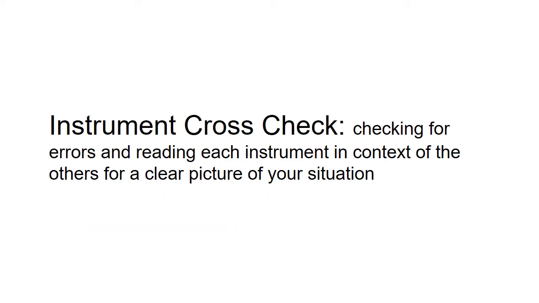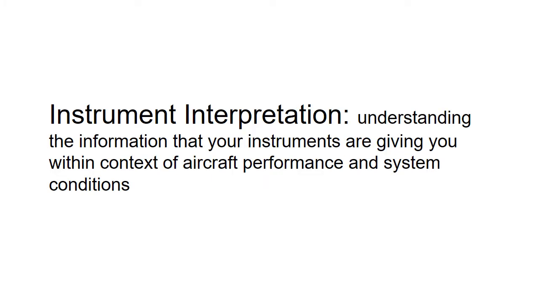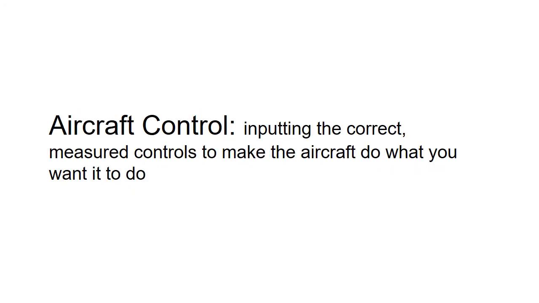Instrument cross-check is checking for errors and reading each instrument in the context of the other instruments to make a clear picture of your situation. Instrument interpretation is understanding the information that your instruments are trying to give you within the context of aircraft performance and systems conditions. Aircraft control is inputting the correct measured controls to make the aircraft do what you want it to do.